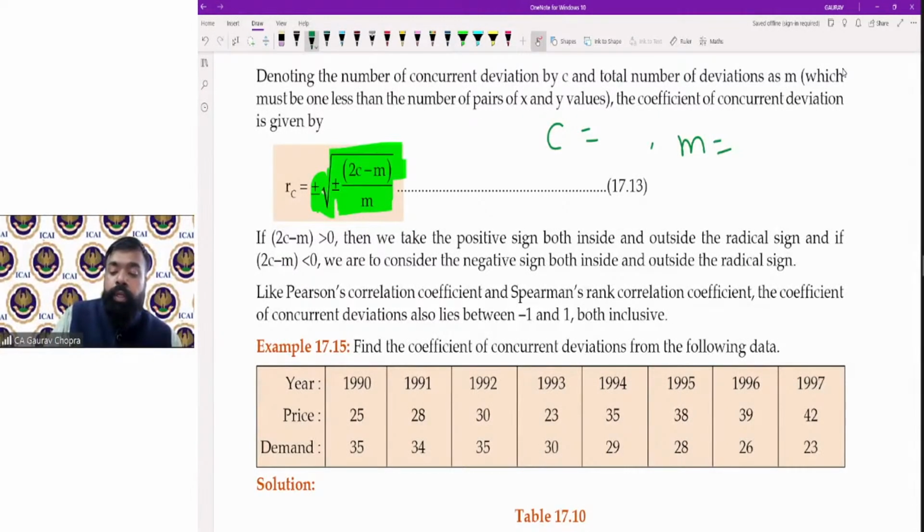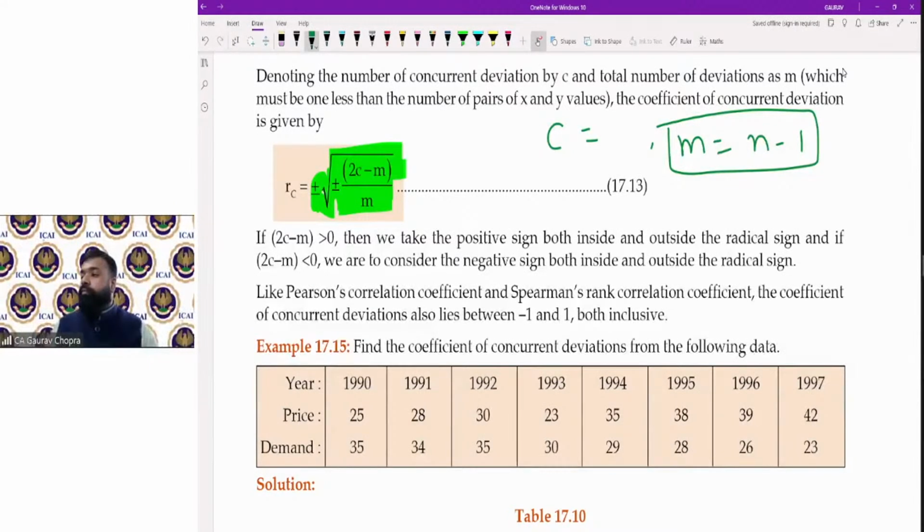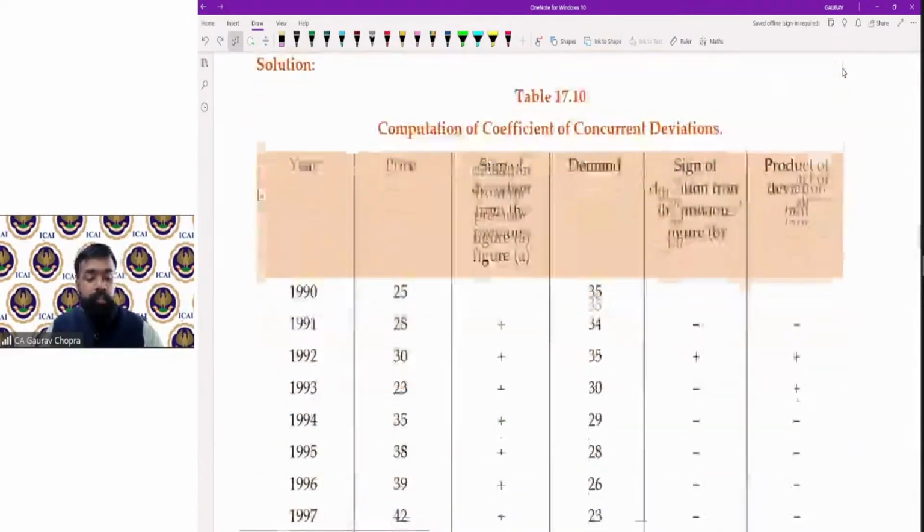So M कैसे कैलकुलेट होगा? N minus 1. M को कैलकुलेट करना बड़ा आसान है. It is N minus 1. Okay. So Rc is equal to plus minus root of plus minus (2C minus M) upon M. This is the formula. C का मतलब हो गया concurrent deviations, M का मतलब हो गया number of pair of deviations. कितने deviations निकल रहे हैं? So it is calculated as n minus 1. So let us try this question 15th one.